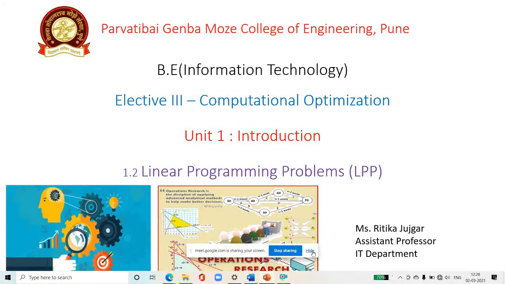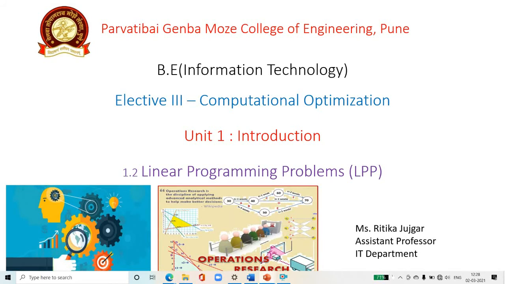So in elective 3, we discuss computational optimization. In the first chapter, we cover the operational research overview.